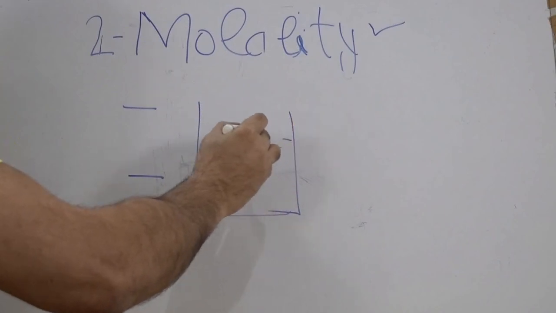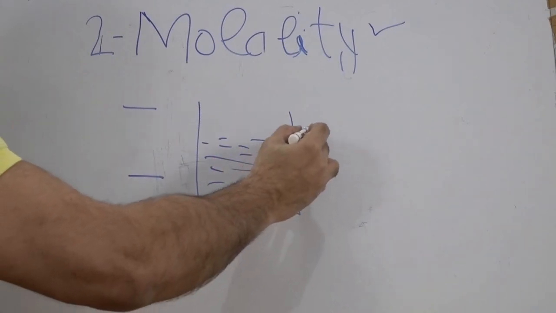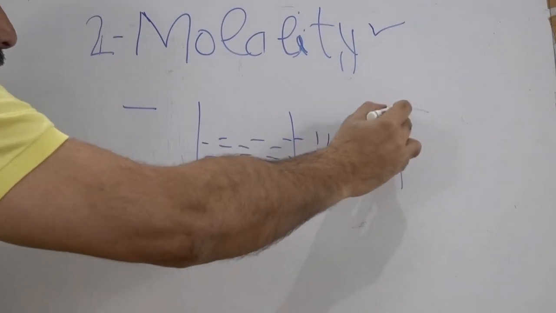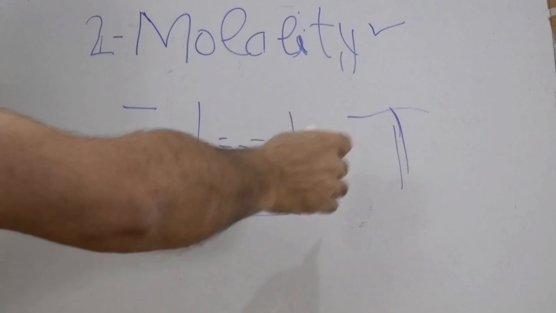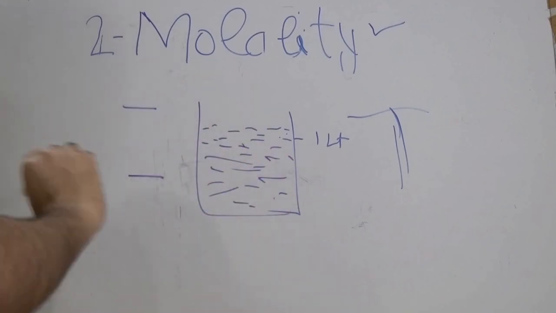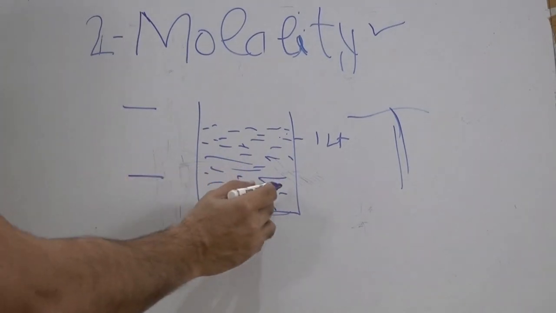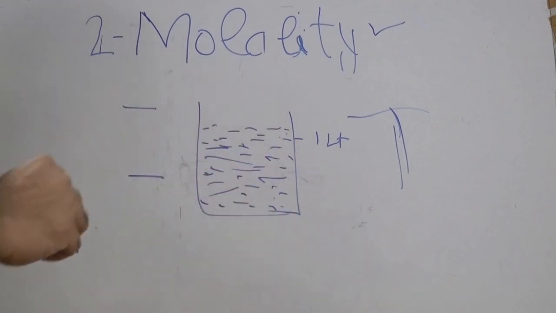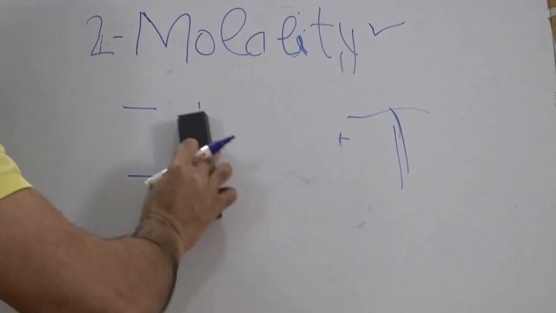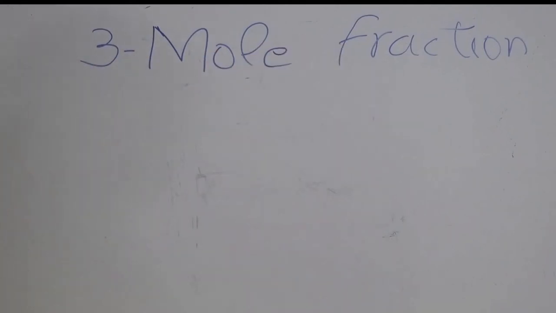Suppose this is a solution and this solution is 1 liter at a certain temperature T. When this temperature is raised, what happens? Its volume increases. And when volume increases, the number of moles of solute remaining the same, the molarity would decrease, because the same number of moles are there in a larger amount of solution, means more than 1 liter. So that's about molality.